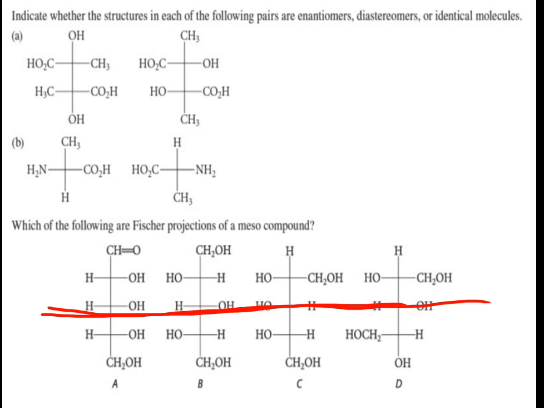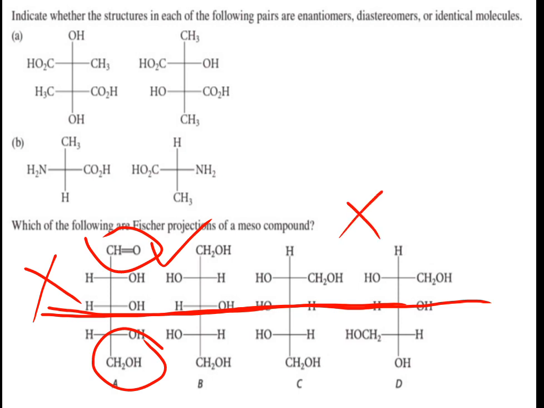In the first case this is a CHO and this is CH2OH, so this is definitely not. In the second case this will be a meso compound. In the third and fourth these will also not be, but you have to check C and D. Make an interchange with the CH2OH and H group, then you will see that these are not meso compounds.